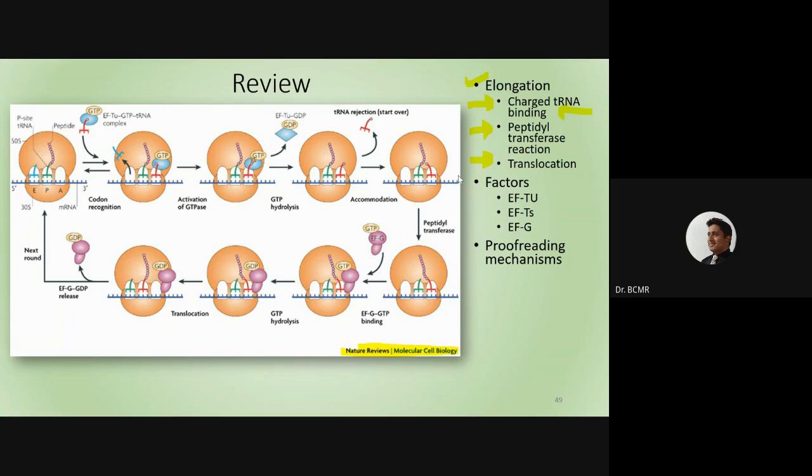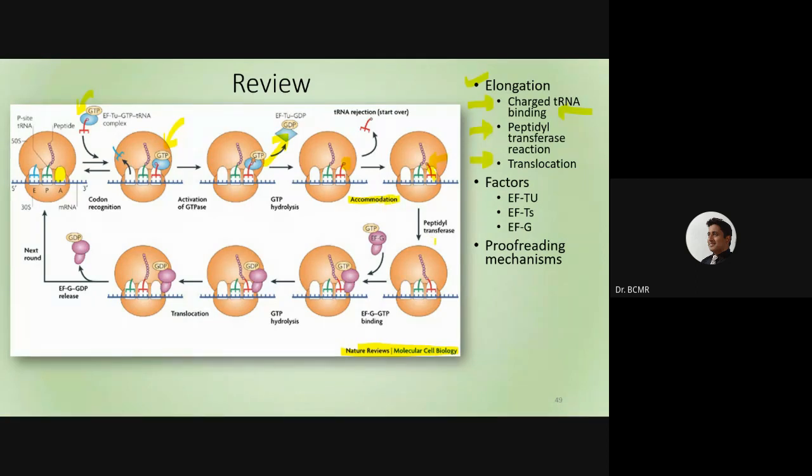So EF-Tu will bring the tRNA to the A site. Here you have the A site empty. EF-Tu has brought the tRNA. It is now here, and GTP will be hydrolyzed to GDP, because of which EF-Tu will be eliminated. And then the accommodation. What is accommodation? The tRNA, the amino acid, is placed a little bit outside like this. Now it is oriented towards the inside, if you see it here. That step is called accommodation.